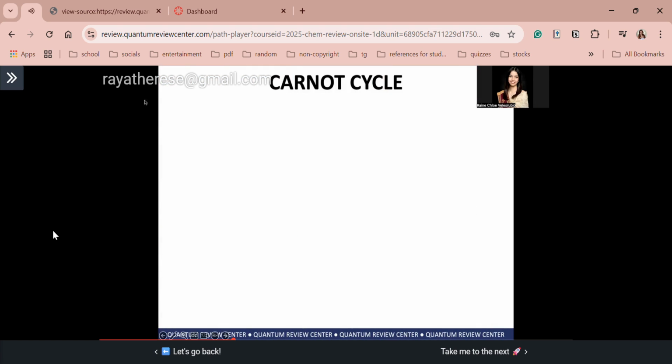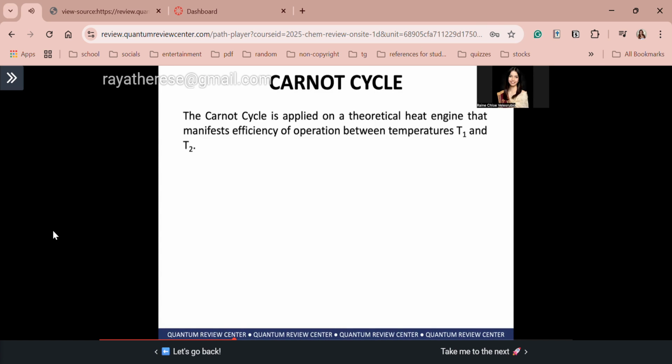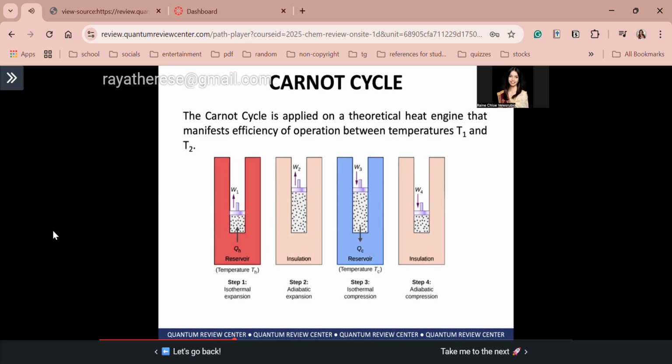Ayan, guys, let's proceed to Carnot cycle. Again, this is an application of your second law of thermodynamics. So what is the Carnot cycle? The Carnot cycle is the most efficient cycle possible for a heat engine. It is very theoretical, and it is made up of 4 reversible steps happening between 2 temperature reservoirs, T1 and T2. So we have here a hot reservoir, T1 or TH, and a cold reservoir, T2 or TC.